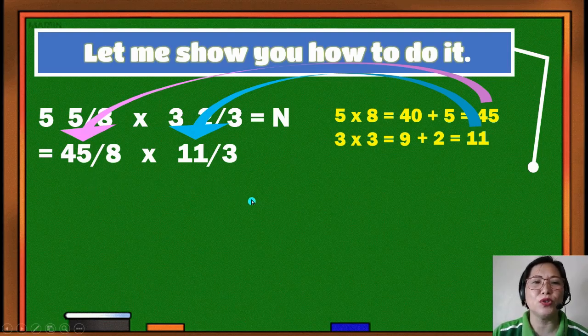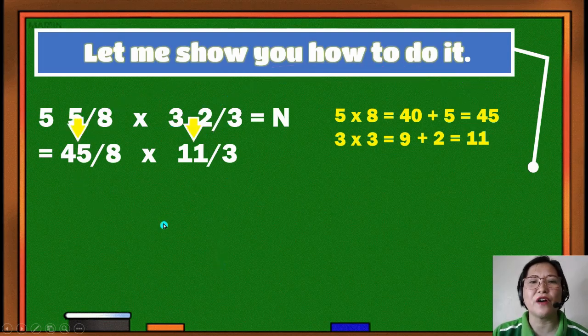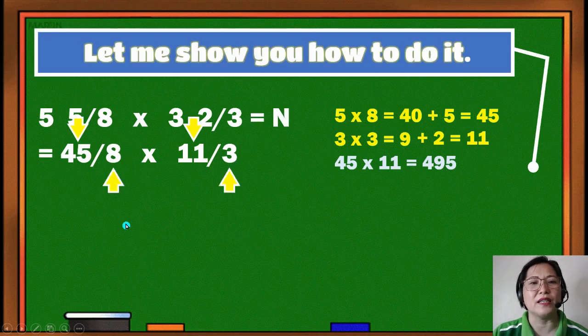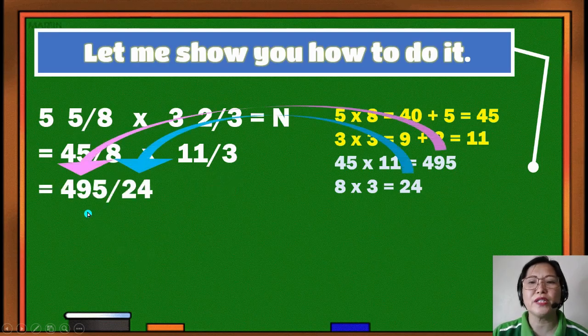We can now proceed to rule number 2, which is to multiply the numerators and the denominators. So that will be 45 times 11. And the answer is 495. Now let's multiply the denominators. And that is 8 and 3. So 8 times 3 equals 24. So 45 over 8 times 11 over 3 equals 495 over 24. And what do you notice about the answer? Yes, that's correct. It's an improper fraction, so we have to reduce it. And how are we going to do that?